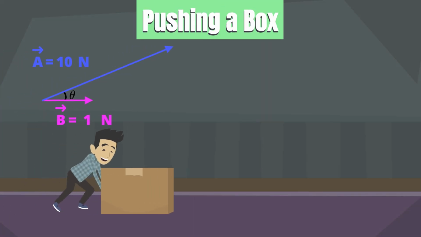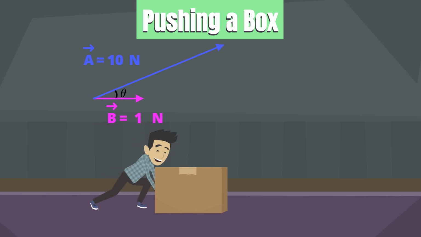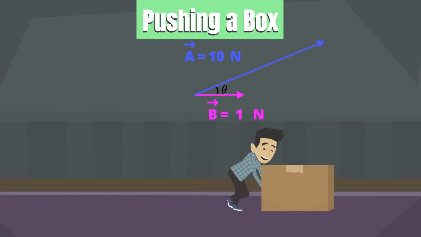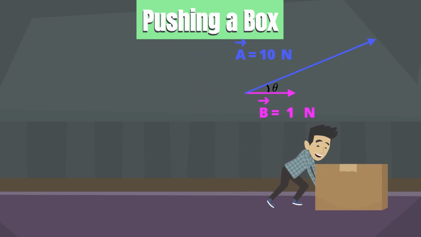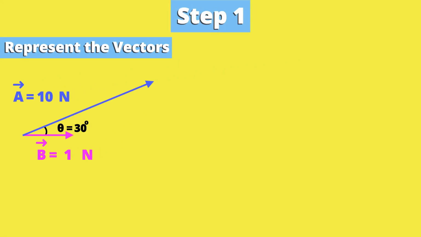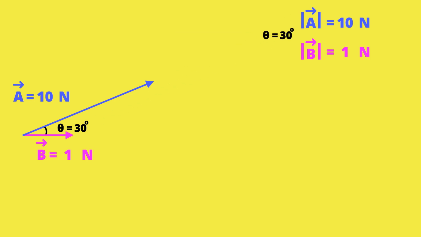Example 1. Pushing a box. Simple. You're pushing a box with a force of 10 N at a 30-degree angle to the floor. How much of that force actually moves the box forward? Step 1. Represent the vectors. Your push, the magnitude of A equals 10 newtons. The forward direction, the magnitude of B equals 1. We're measuring along this direction. The angle between your push and the floor is theta equals 30 degrees.